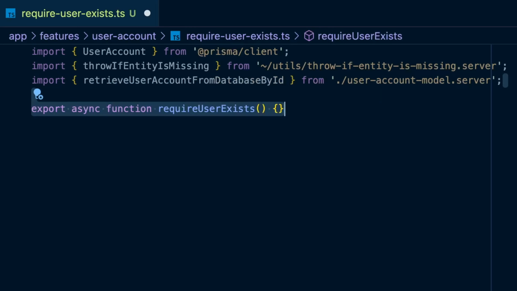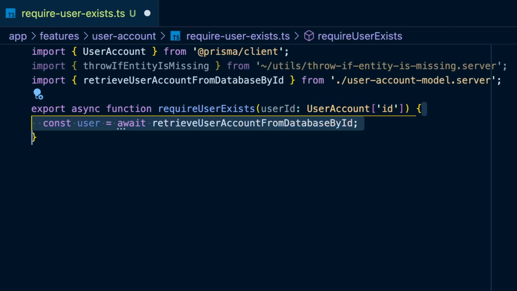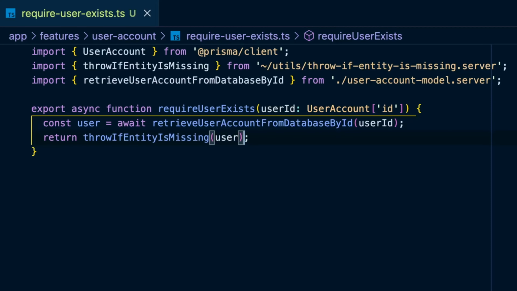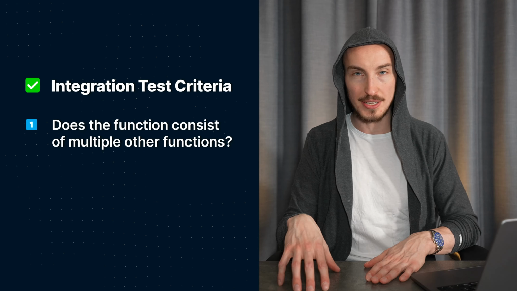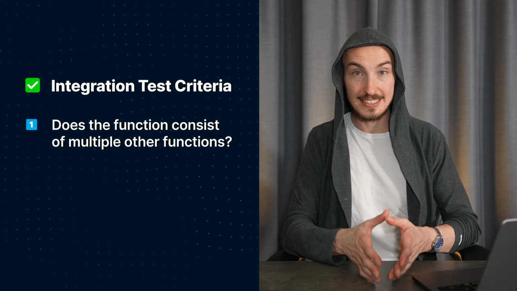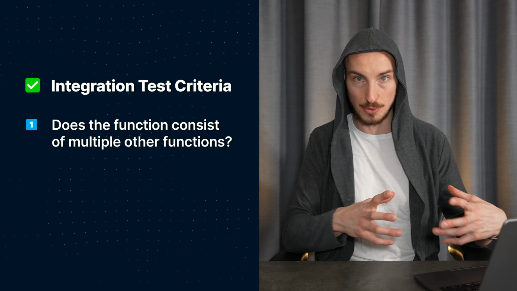Imagine you have a function called requireUserExists that takes in a user ID and then fetches a user from a database, and then if the user does not exist, it throws a not found error. The requireUserExists function needs an integration test because it fulfills both of the criteria for deciding whether a function or component needs an integration test or not. The first criteria is, does the component or function consist of multiple other functions? Because you remember the definition for an integration test is that it tests how different functions or components, or different units under test, interact with each other.